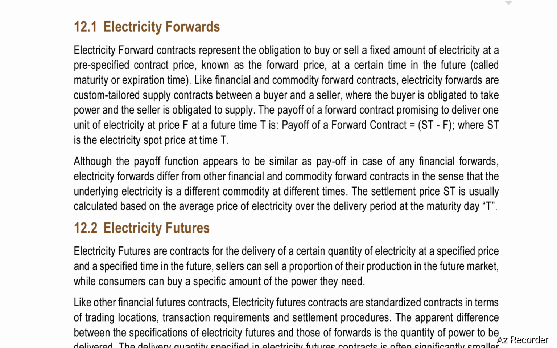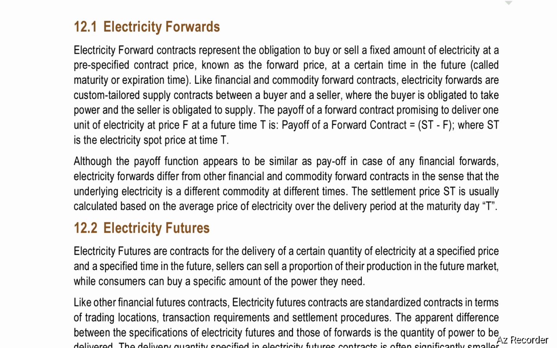First, electricity forwards. Electricity forward contracts represent the obligation to buy or sell a fixed amount of electricity at a pre-specified contract price, known as the forward price, at a certain time in the future called maturity or expiration time. Like financial and commodity forward contracts, electricity forwards are custom tailored supply contracts between buyer and seller, where the buyer is obligated to take power and the seller is obligated to supply.